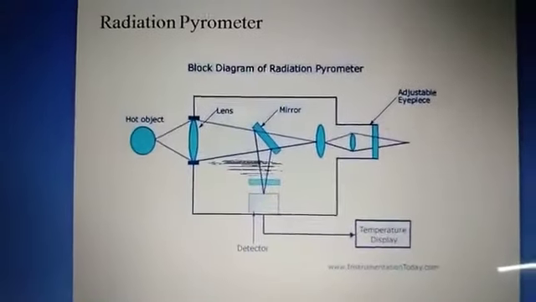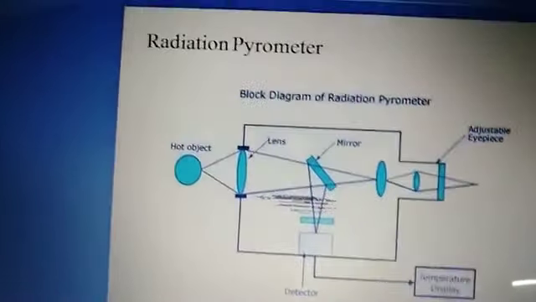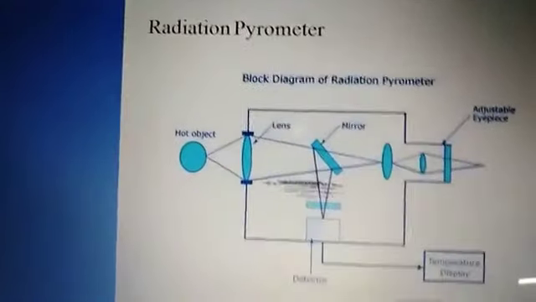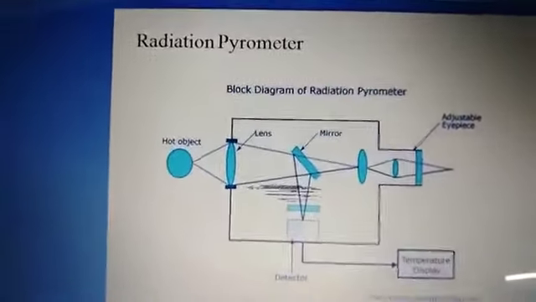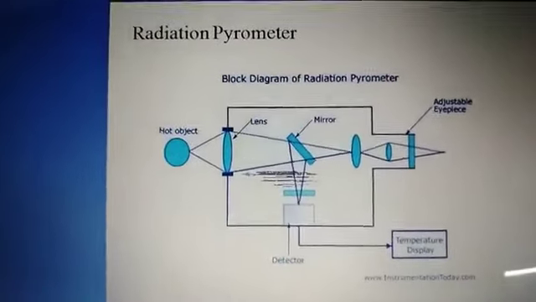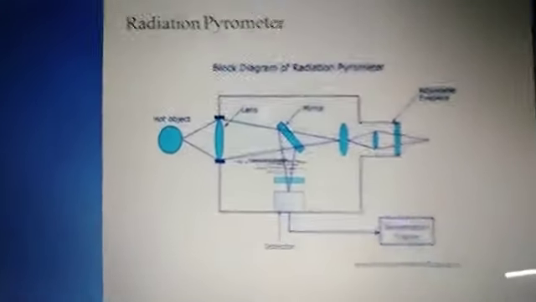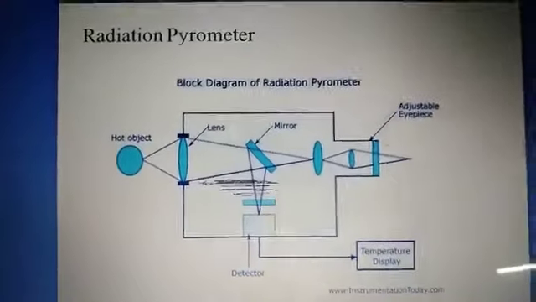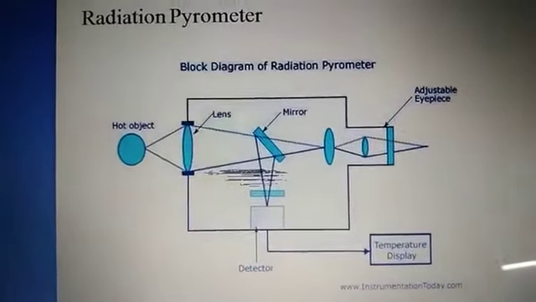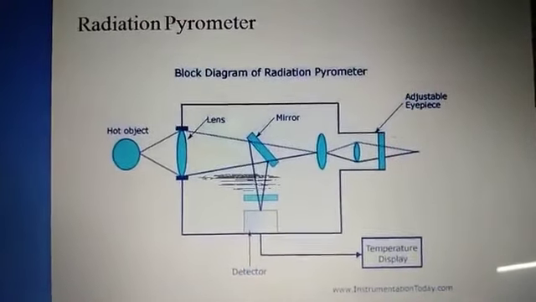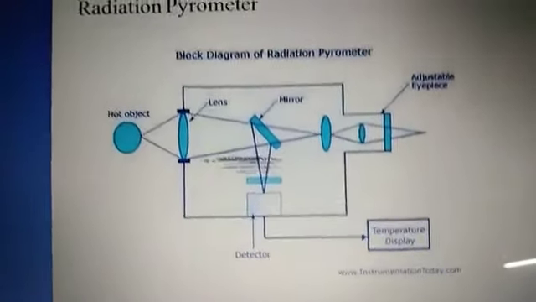So hello, good morning. In today's class, we will discuss the radiation pyrometer. The pyrometer is one of the instruments to measure temperatures. In the radiation pyrometer, we measure temperatures between 700 degrees centigrade and 2000 degrees centigrade.